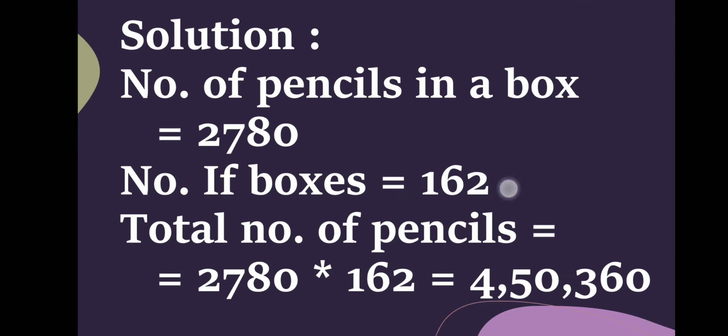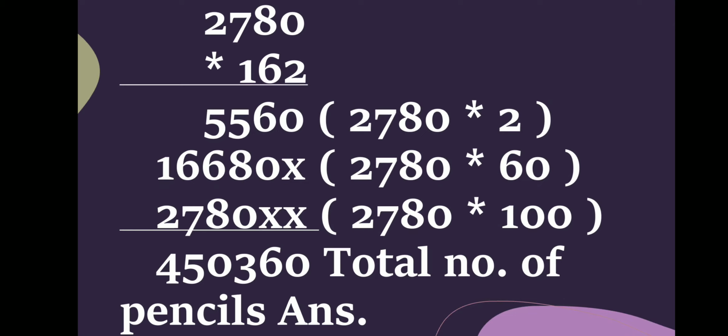Now let us see the solution. Number of pencils in a box is 2780. Number of boxes is 162. Total number of pencils would be 2780 multiplied by 162. That comes to around 4,50,360. Let me show you the multiplication also.